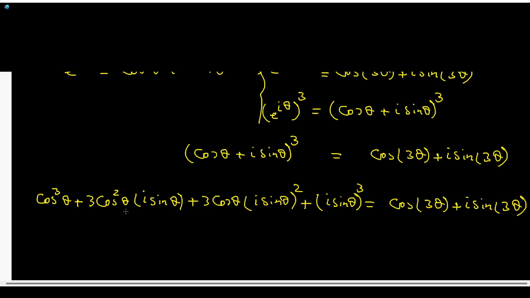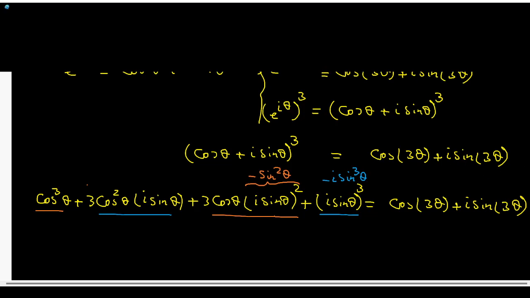Okay, so we have two real terms here, since i sine theta, the quantity squared, is negative sine squared. And two imaginary terms. One is 3i cos squared sine, and this i sine theta, the quantity cubed, is i cubed times sine cubed, but i cubed is i squared times i, or negative i. So this is negative i sine cubed of theta.